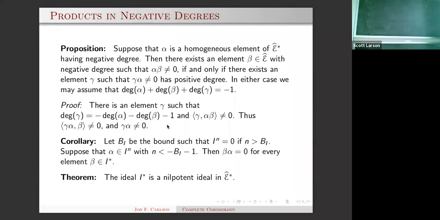Okay, and finally what we get from this is that this ideal I is nilpotent. Okay, now why is that? Well, see what we've got here is if we've got elements that are negative degree elements, if I've got two elements in I, and if I multiply them together and get something that's not zero, on the one hand, the sum of the degrees has to be smaller than this bound B. On the other hand, each one has to have a degree that is greater than minus B.